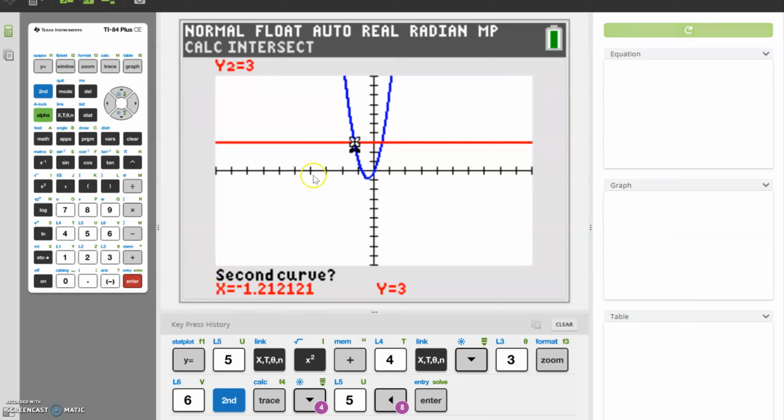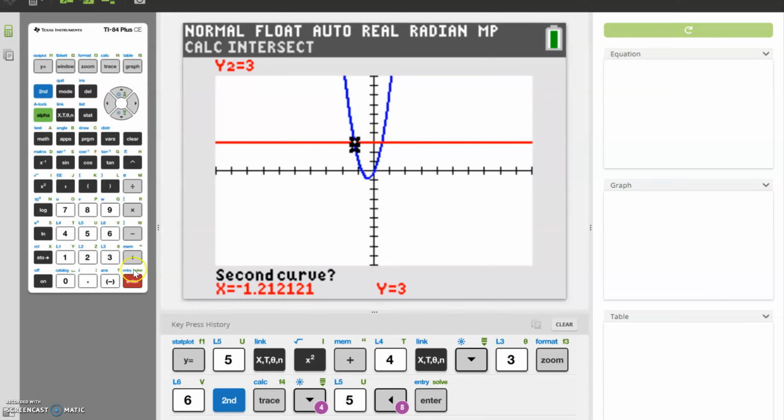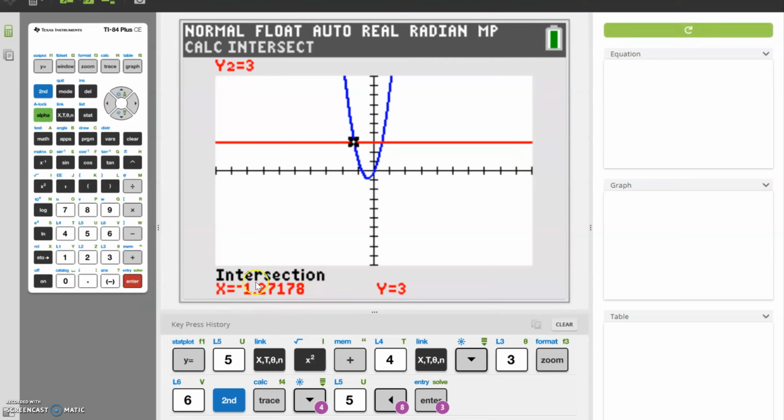You don't have to be exactly on the intersection point. If you are, that's completely fine. I'm okay with where this cursor is at. I'm not going to move it. I'm just going to hit enter. Once you do that, you get a third question that asks you, do you want the calculator to guess where this intersection is? You went through all the trouble to get there, so I would say yes, let it guess. So we're going to hit enter for a third time. And here's my intersection point.